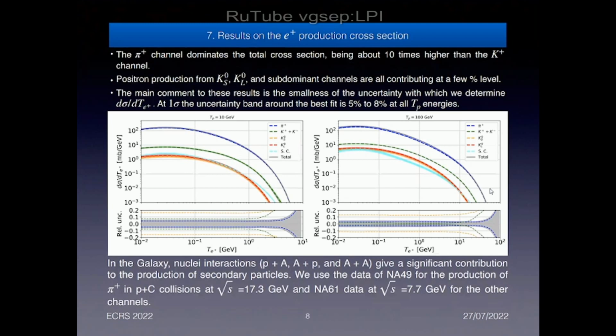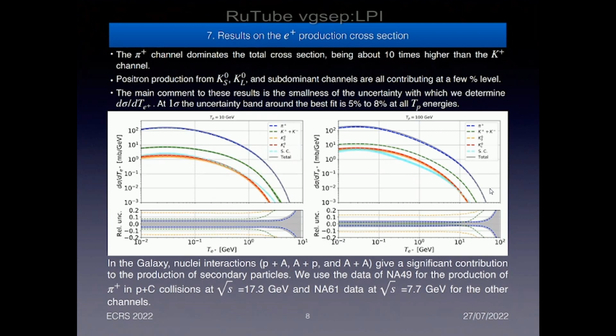So now we have all the elements to compute the final sigma in the plot for positrons, and you can see how the most important contribution is the one of the pi plus, while kaons can contribute at the 10% level, and all the other subdominant channels can contribute at a few percent level. And the main comment on our results is the really small uncertainty band that we are able to find, thanks to the really high precision of the data that we found in the literature, and that's it. This function and this plot are obtained for the incident proton energies of 10 and 100 GeV.